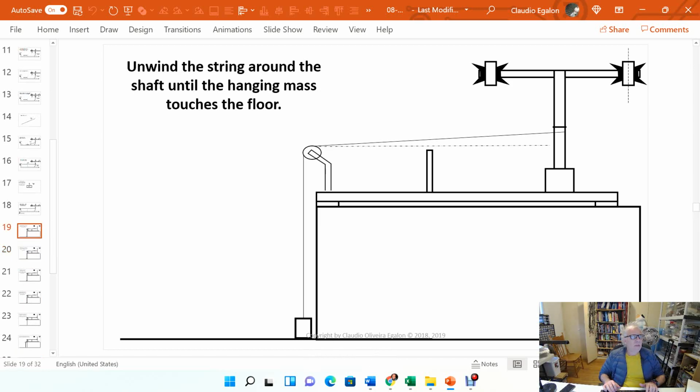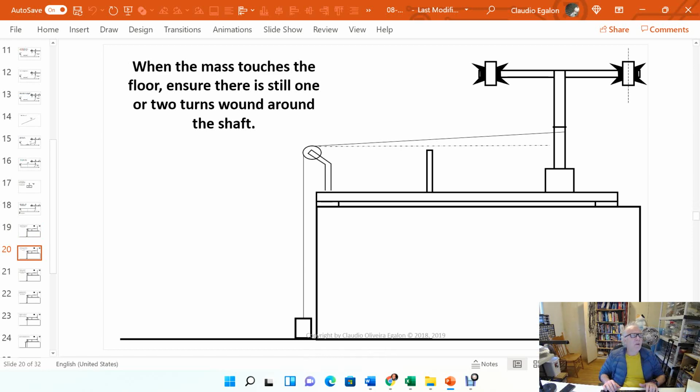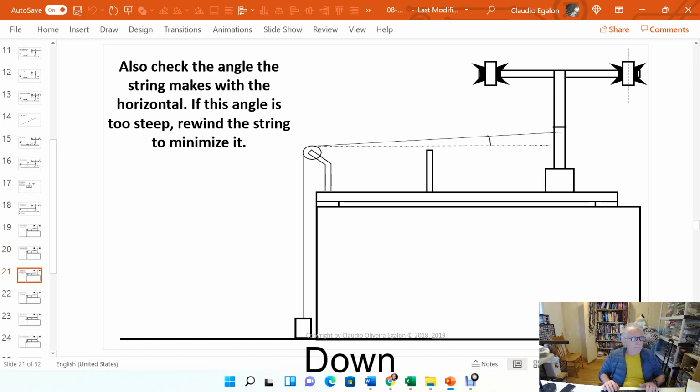Unwind the string around the shaft until the hanging mass touches the floor, right? Make sure that the string is long enough. When the mass touches the floor, ensure there are still 1 or 2 turns around the shaft. So right in here, 1 or 2. Check the angle that the string makes with the horizontal. If this angle is too steep, rewind the string to minimize it.